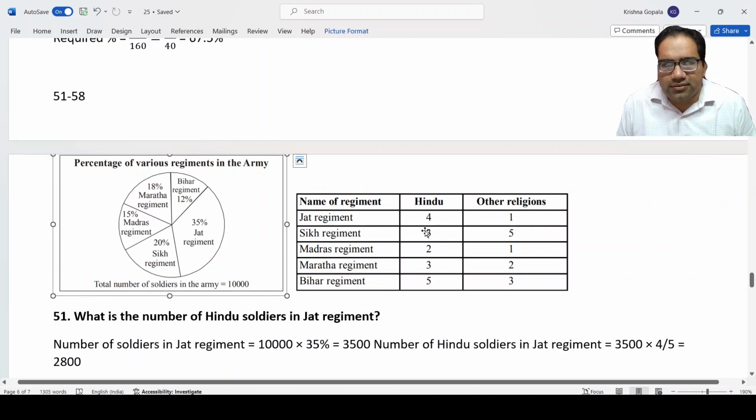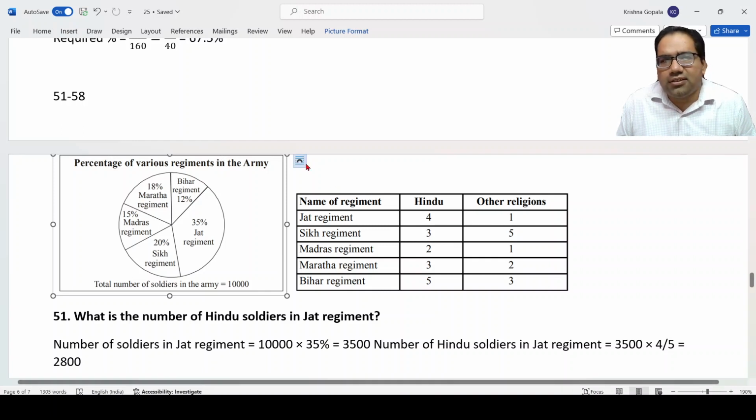Now, in this 35%, that is in this 3,500, Hindu and other religions are in this ratio 4 is to 5. Similarly, 3 is to 5 in Sikh. Okay, in this 2,000, 3 is to 5 in Sikh. Madras, 2 is to 1. For every one other people, there are two Hindus. Okay, this 1,500. That's what the data is given.